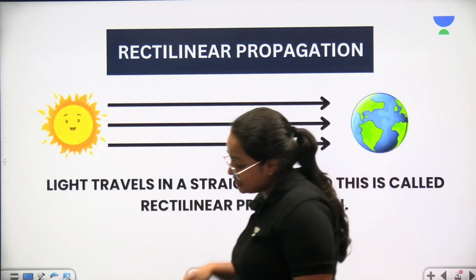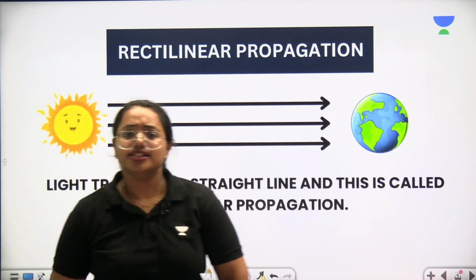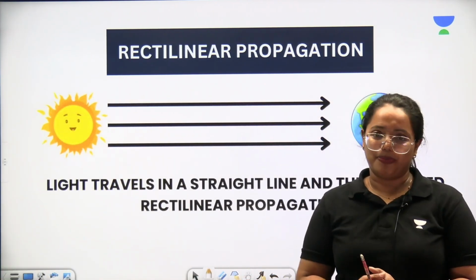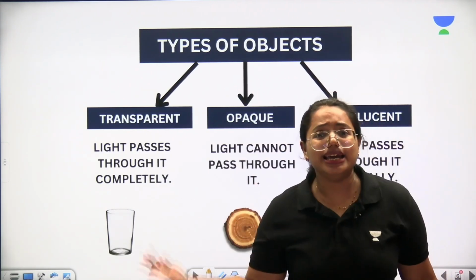So when you look at this, you can see that from the sun to the earth, the light has to travel, right? So how is it possible? It's only possible through rectilinear propagation. And now we are moving towards the next one. It's all about types of objects.